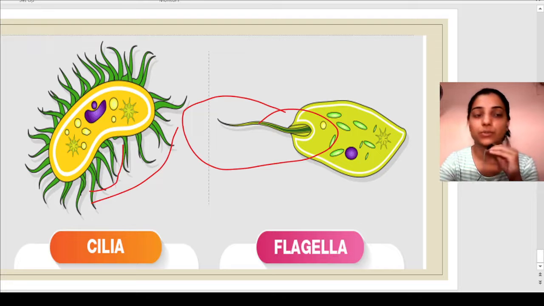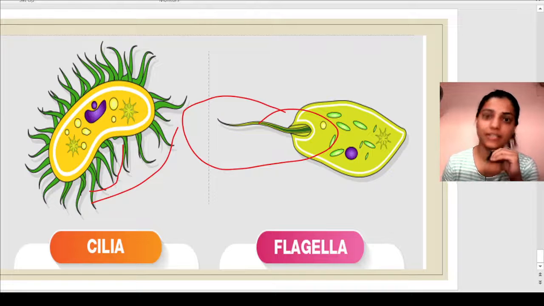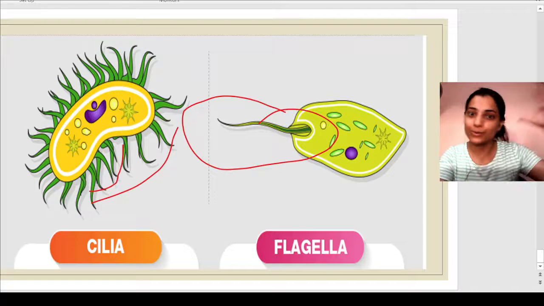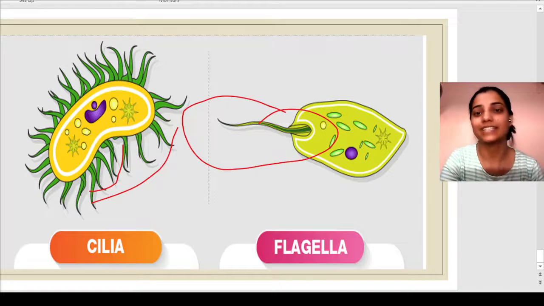So this was all about the Kingdom Protista. I hope you understood how easy the Kingdom Protista is, and it is not complex to understand. This was all about the second kingdom of R.H. Whittaker.